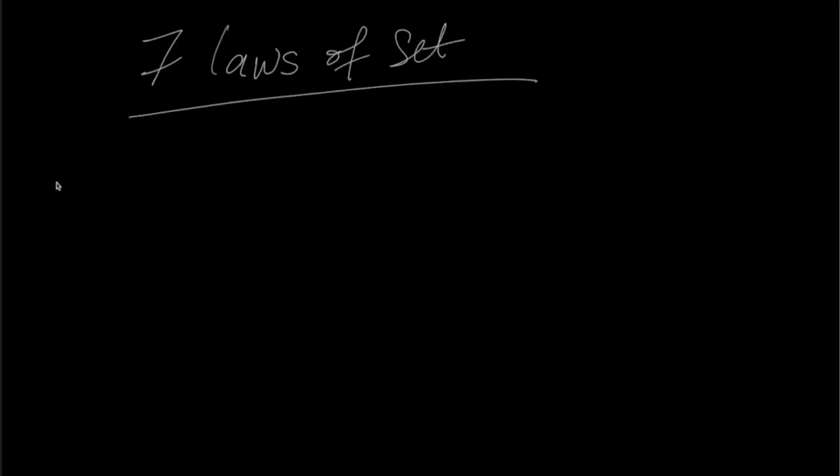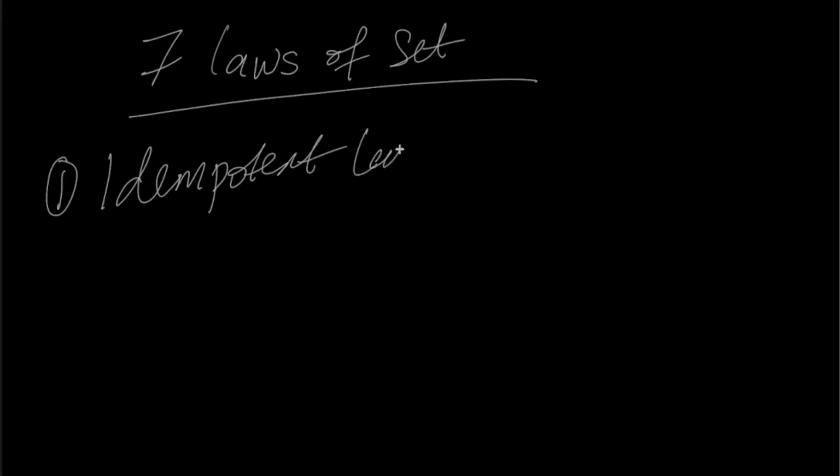Let's look at the 7 laws of set. The first law is called the Idempotent Law. What is idempotent? Idempotent means a property of a certain operation in mathematics and computer science, whereby when you do the operation on an object, it will continue to remain the same.